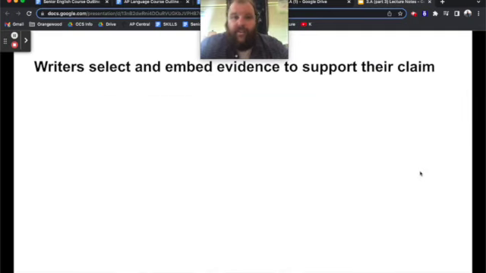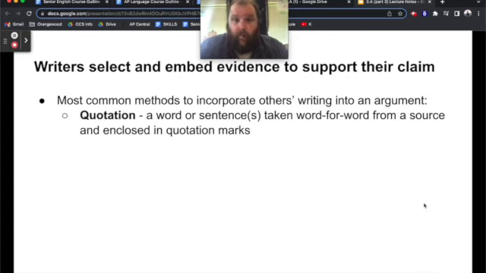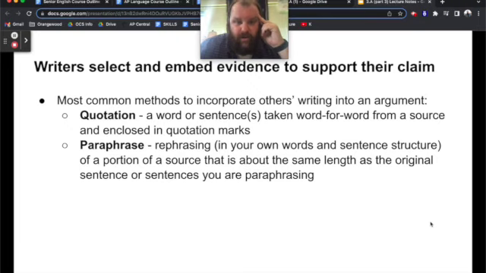So what do writers do? Among other things, the good ones select and embed evidence to support their claim. There are 3 common ways to incorporate others' writing into their argument. First, you could do a quote. We know what a quote is: a word or sentence or sentences taken word for word from a source and enclosed in quotation marks. We'll look at an example of that, but that is straight up what the person said word for word, right? And you have to have the quotation marks, of course. You could also paraphrase, all right?